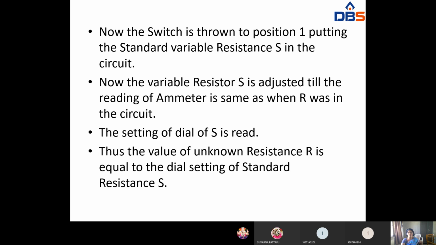See, now this switch is thrown to position 1. Whenever the switch is in position 1, the standard variable resistance S is in the circuit. So at that time you have to connect the standard resistance. Now the variable resistance S is adjusted till the reading is the same as when R was in the circuit. See, first here you have to connect the R to find out R.